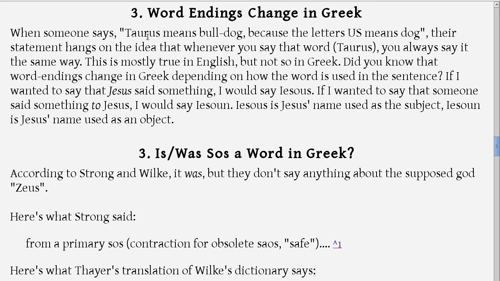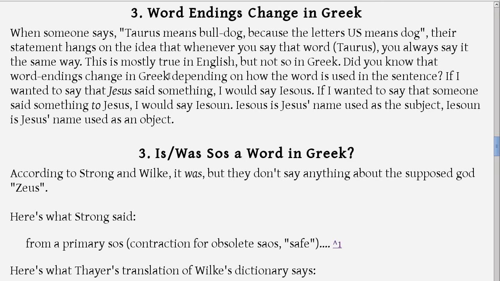When someone says taurus means bulldog, because the letters U-S mean dog, their statement hangs on the idea that whenever you say that word, taurus, you always say it the same way. So, if tar means bull, and U-S means dog, giving the word taurus the meaning of bulldog, because you have bull and then dog, then that assumes that this always stays the same to always mean bull, and this always stays the same to always mean dog, right? Makes sense.